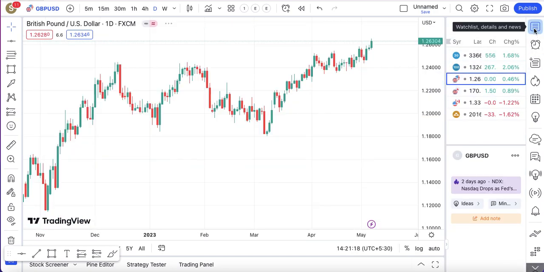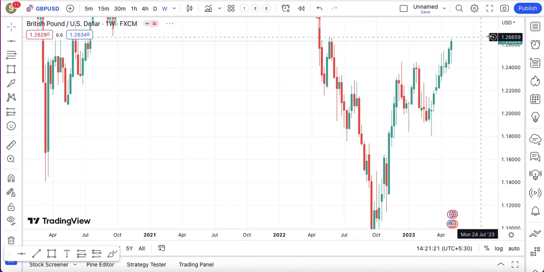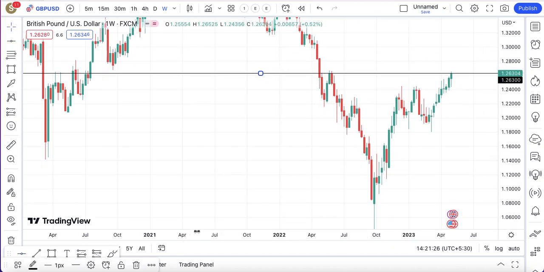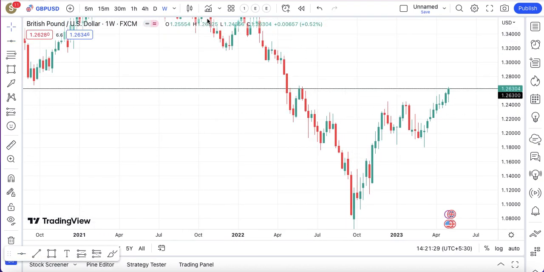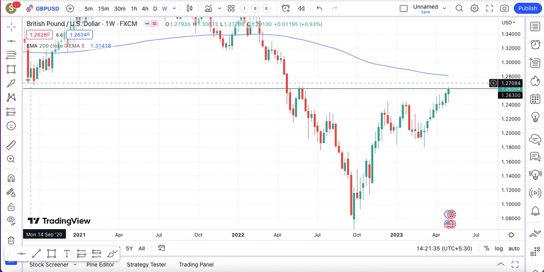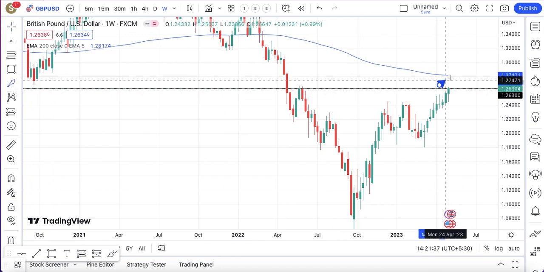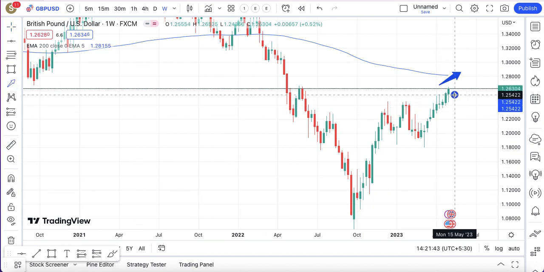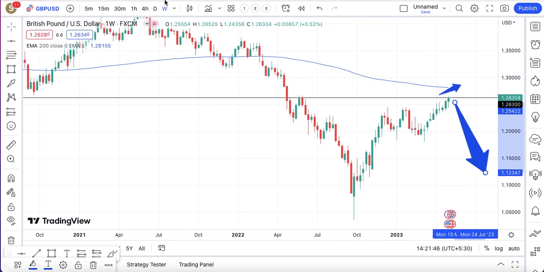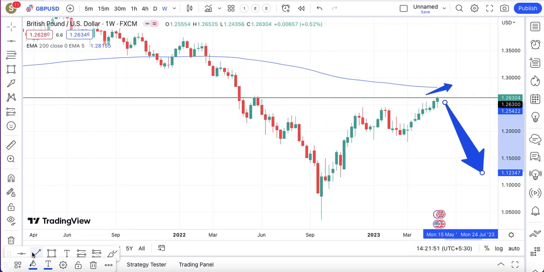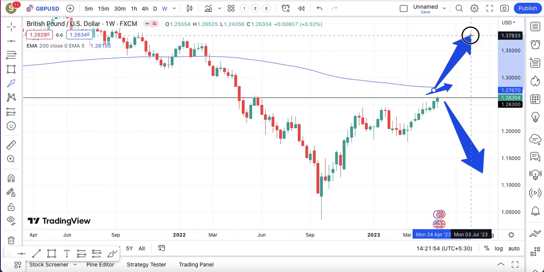Let's look at GBPUSD. GBPUSD on the bigger time frame is near its weekly resistance. So let's check for where our 200 EMA is. 200 EMA is here, and we are expecting either market to move up, or if it respects the resistance, then market will move back down. If this resistance is broken, then we can see a change in trend, market moving up. So then it will be a bullish market for us.